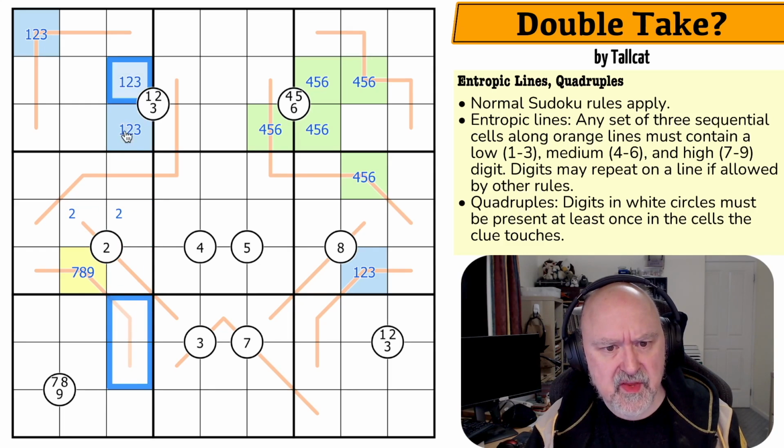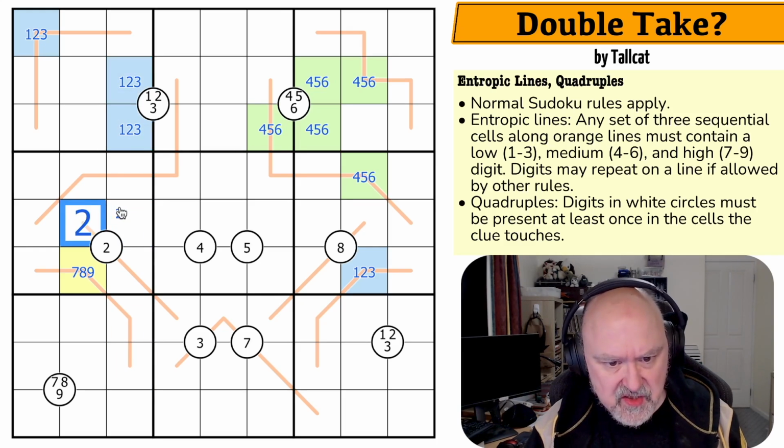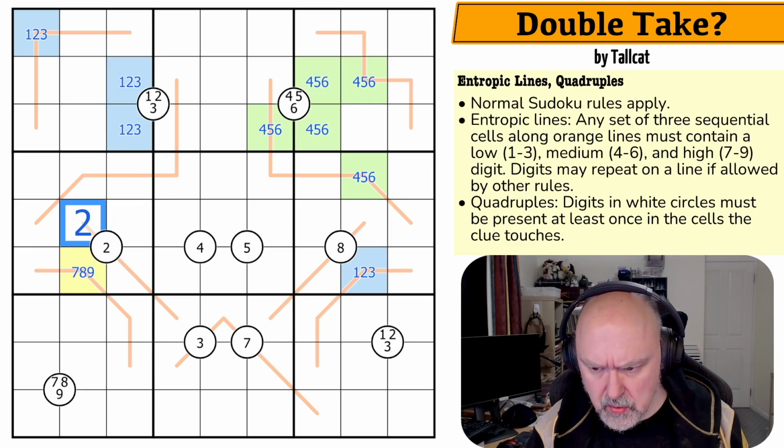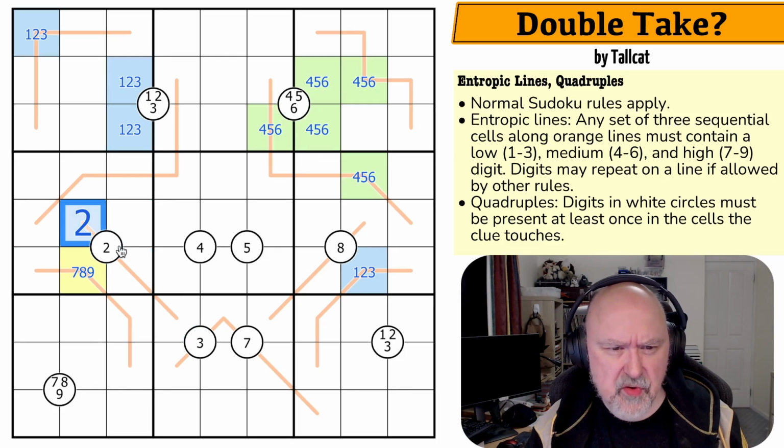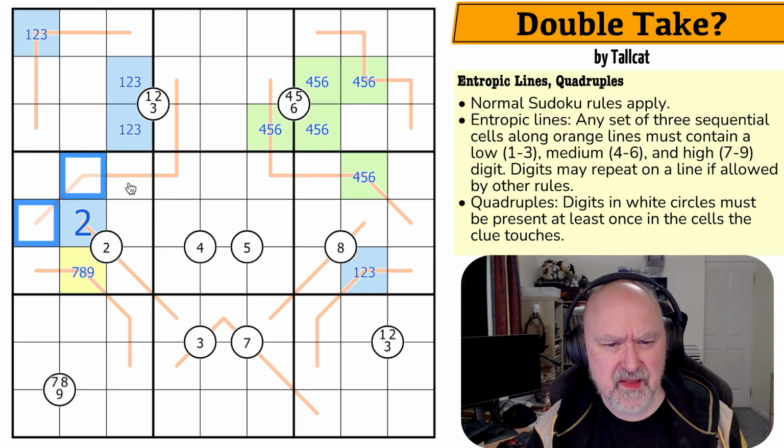Oh, but there is a low here and a low in here. If this was low, those would be the 3 lows. This is actually the 2. That's cool. And these are medium and high. I don't know what that's doing yet. There's a 1 or a 3 in here. That can't be low. So there's a 1, 3 in there.